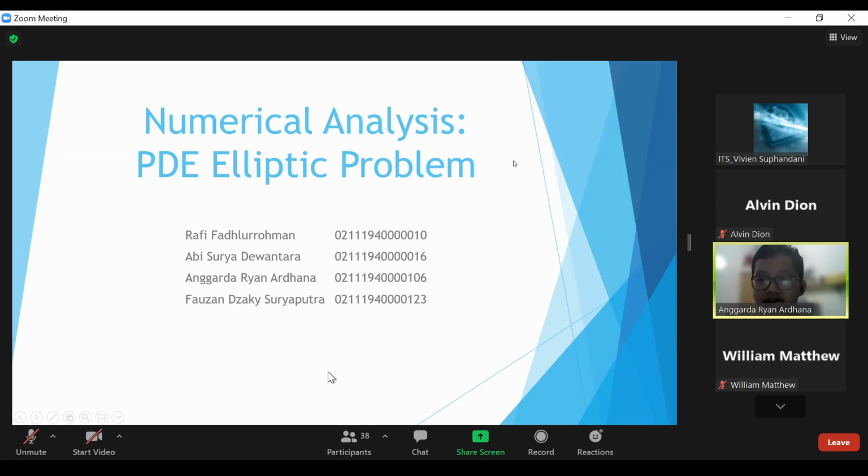Okay, now we will start the presentation. Assalamualaikum warahmatullahi wabarakatuh. Good morning, everyone. Good morning, Ms. Vivian. And today we will present our project about numerical analysis and the PDE elliptic problem. So our group consists of Raffi Fadlur Rahman, student number 10, Abi Surya Dewantara, student number 16, Angga Darian Ardana, student number 106, and Fauzan Zaki Surya Putra, student number 123. Next.